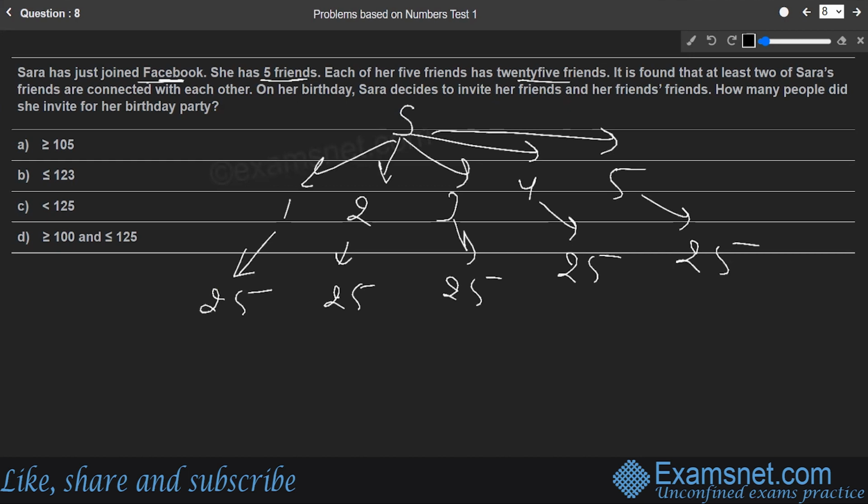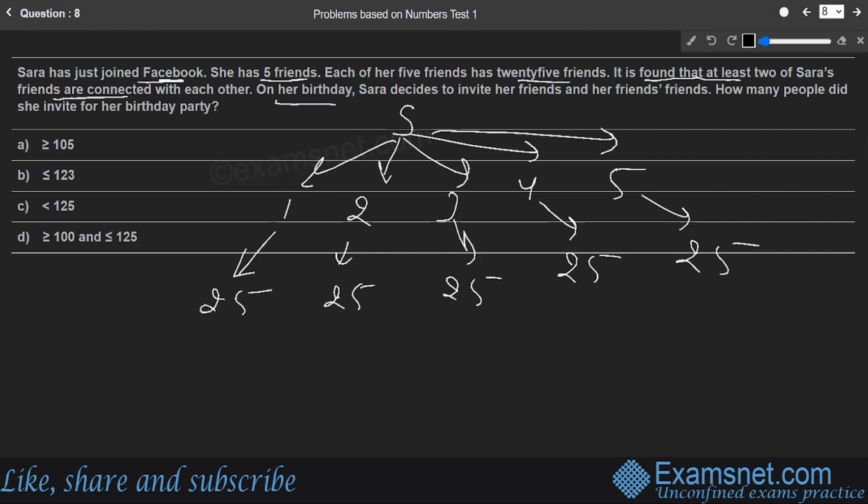Then it says it is found that at least 2 of Sarah's friends are connected. That means there is no friend or friend of a friend who is not connected to anyone. That is, there is no friend who is alone. Every friend is connected to at least one of the friends. There is no such friend who has no friend altogether. So at least one person is connected with at least 2 people.